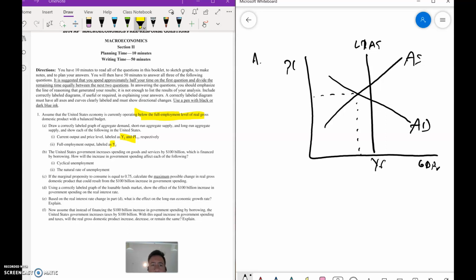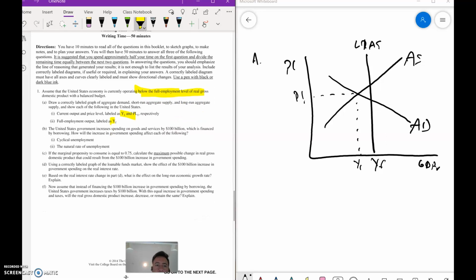Then we're going to go right here. It says PL1 and Y1. So we have Y1, PL1. That gives us A. Just have to draw where we're at. Right here, B, let's look what it says. It says B, spending of $100 billion, which is financed by borrowing. How will the increase in government spending affect each of the following?